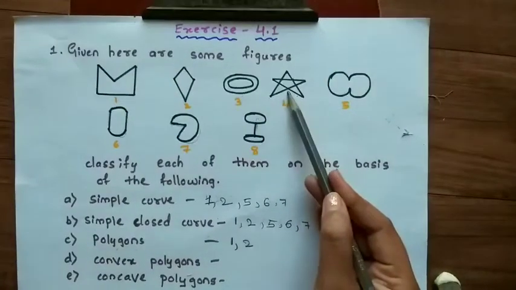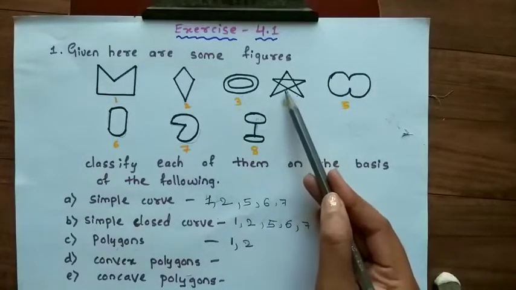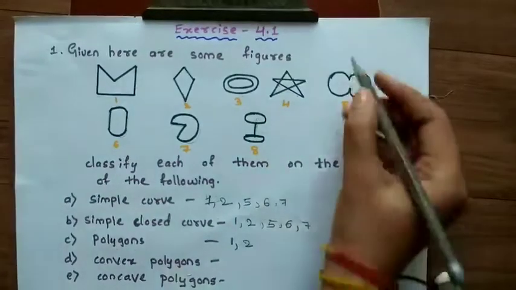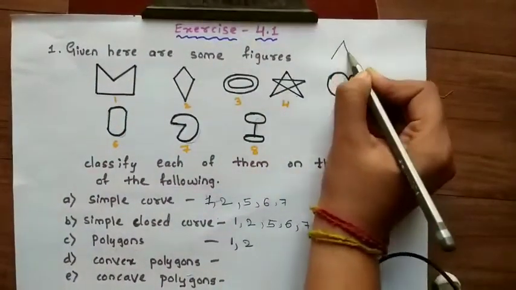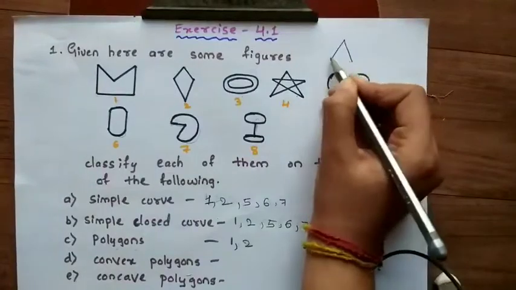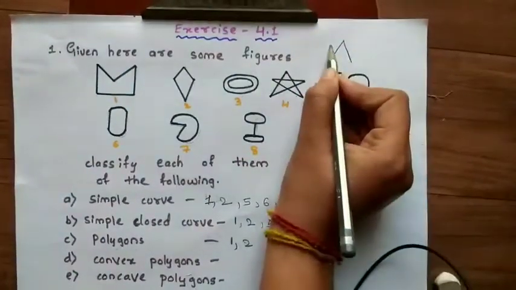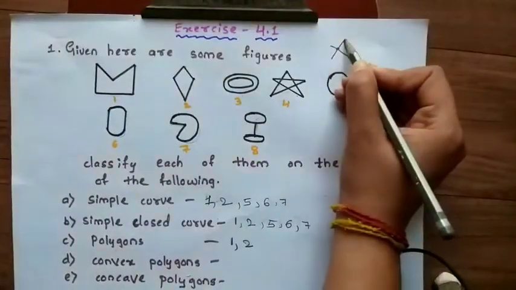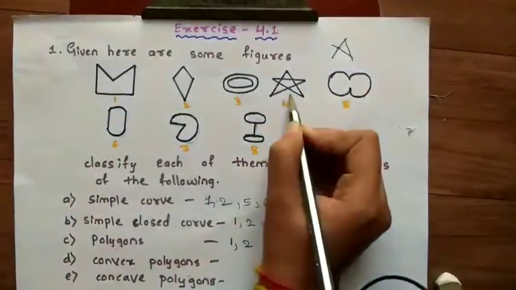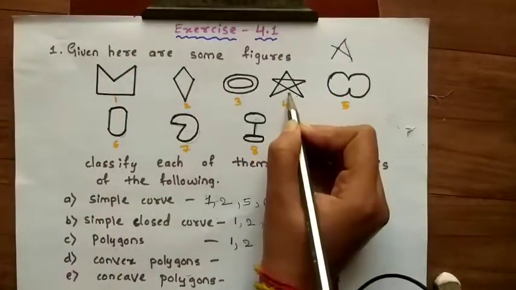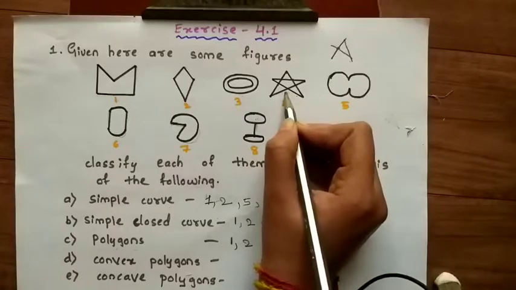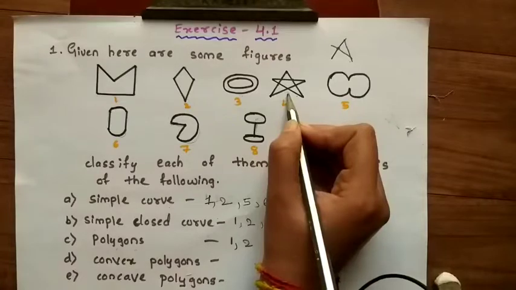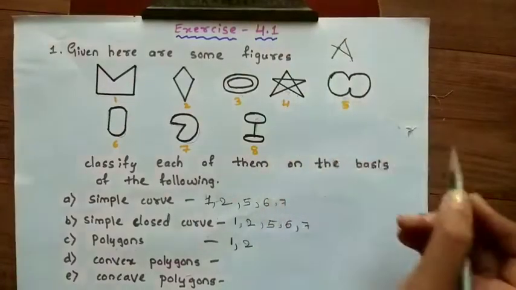Figure 4 is made up of line segments, but here the lines are intersected. While drawing figure 4, if we take this line, this line is intersected. This line is cut by this line. So this type of figure is not said to be a polygon, as well as this type of figure is not said to be a simple closed curve.